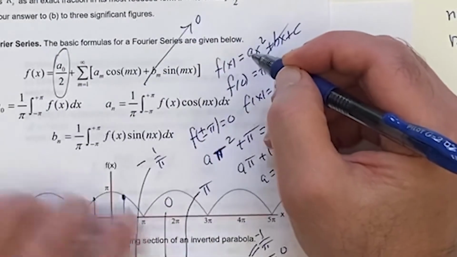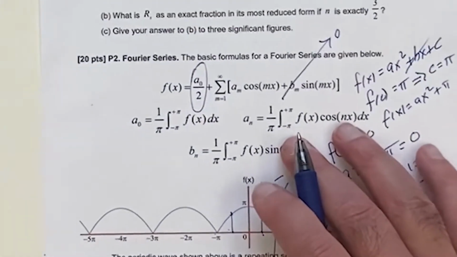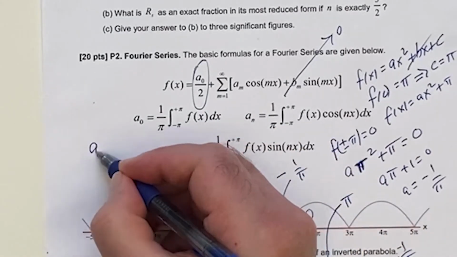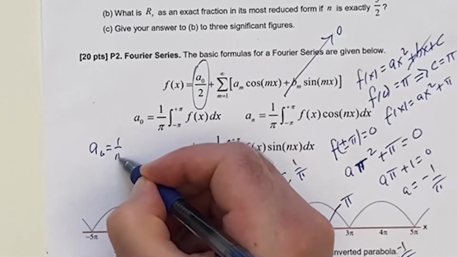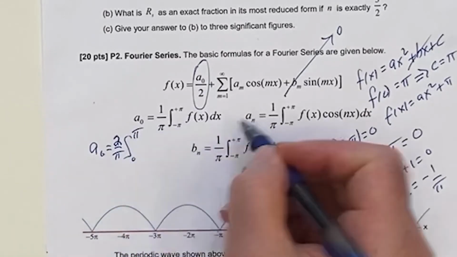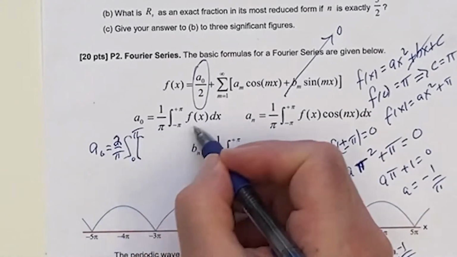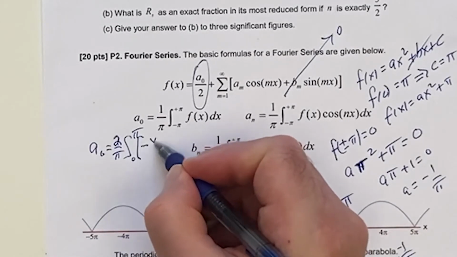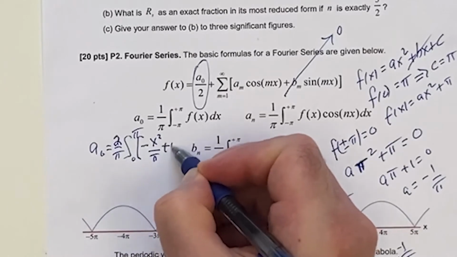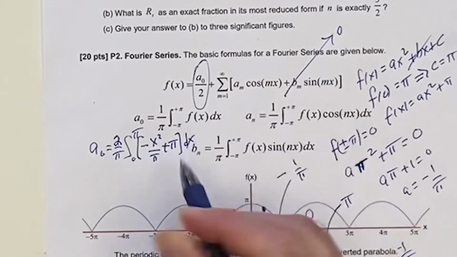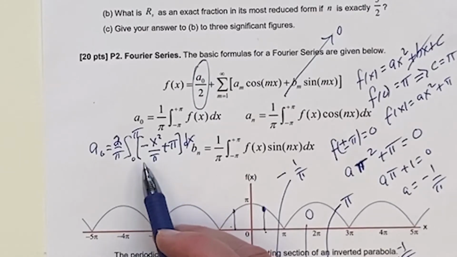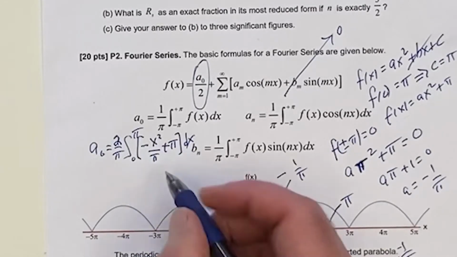And they gave us the formula. See, here is the formula. And here, since this is an even function, I can integrate, put a 2, and integrate from 0 to pi, since it's an even function. And my f of x is minus x squared over pi plus pi, just copying down from what I had earlier. You know, the a is negative 1 over pi, and the b is 0, and the c is pi.